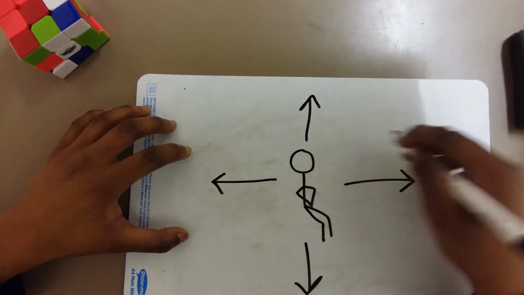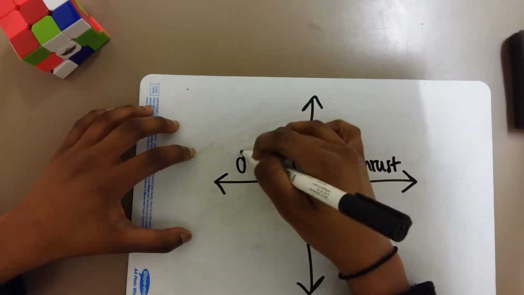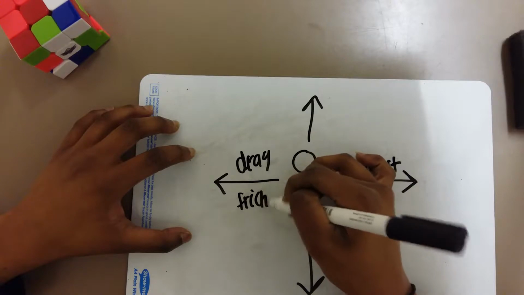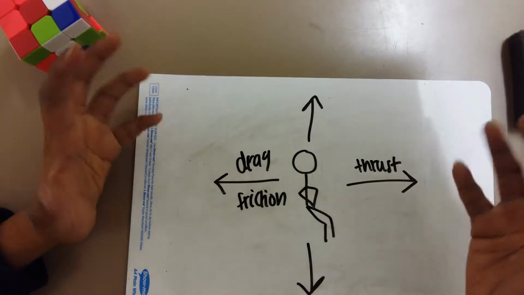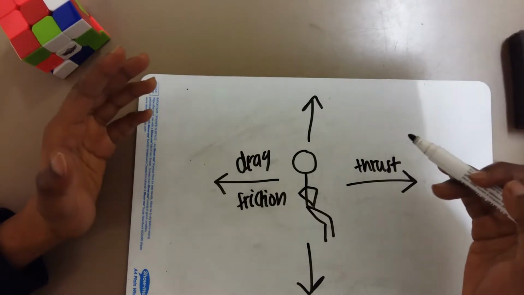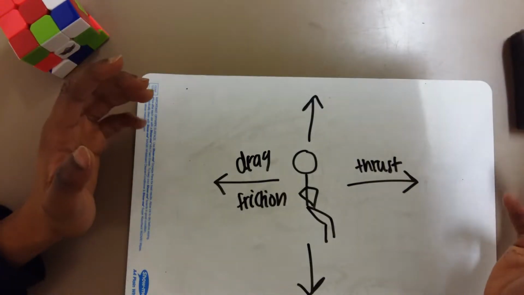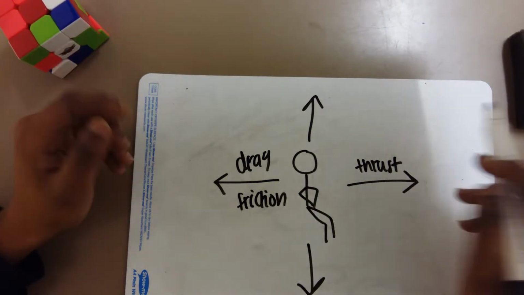This would be the thrust of the car, that's what you're sitting in at the moment. That would be the drag or the friction, depending on whether you're in a plane or a car. Drag if it's a car, friction more likely if you're a plane. But a car still experiences friction, and an airplane still experiences drag, and so on and so forth.